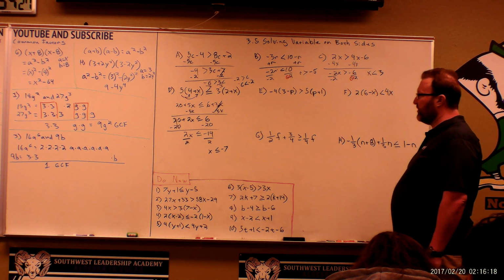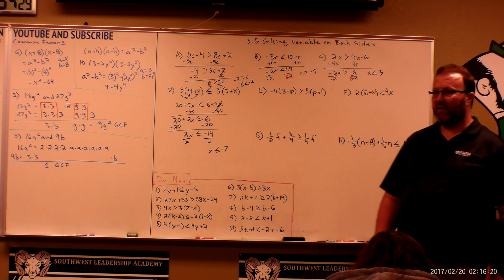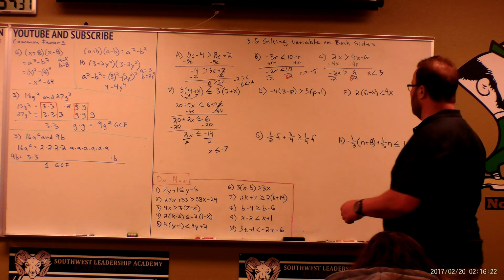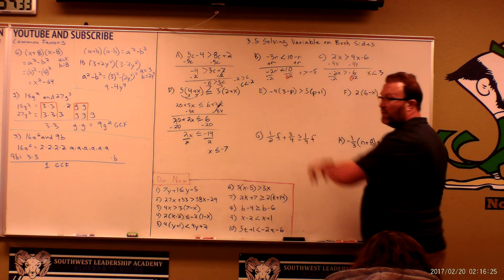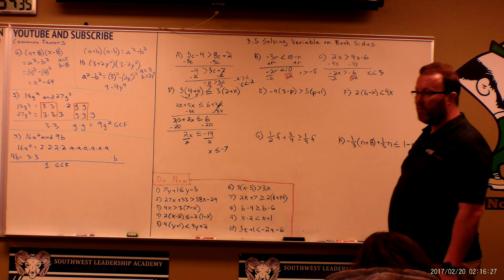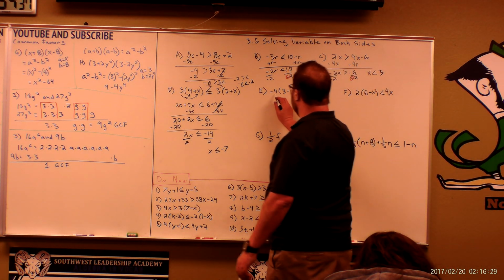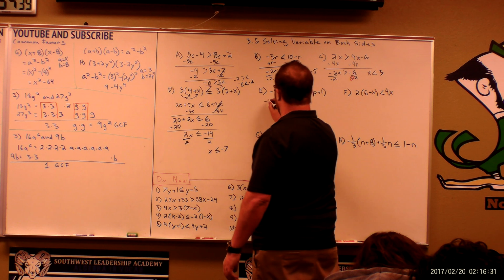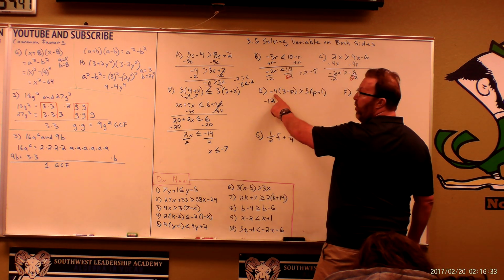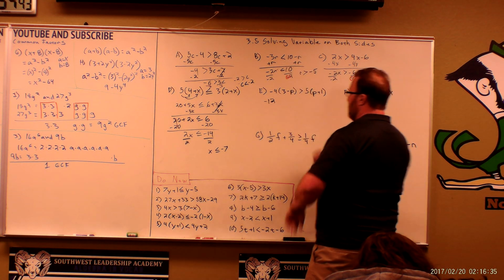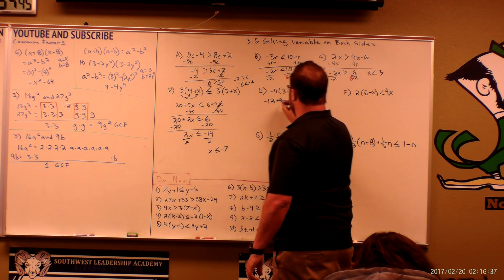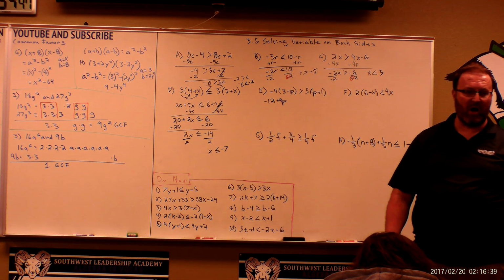Okay, isn't E just like what we just did? Yeah. The only thing that's different is we have a negative here. Okay? So we're going to do the same thing. We're going to do distributive property. What is negative 4 times 3? Negative 12. And what's negative 4 times negative P? Negative 14. Yep, negative by negative turns positive.